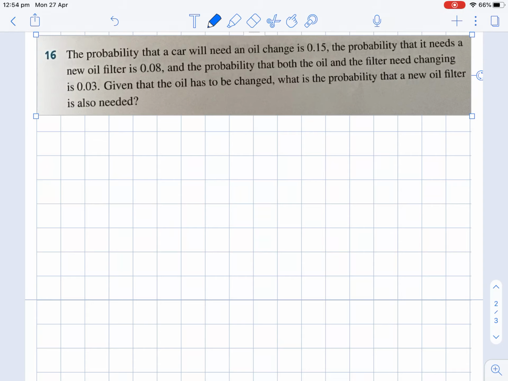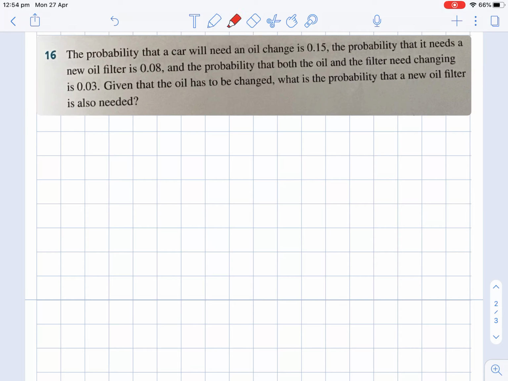All right, the second video that I wanted to run through was question 16 from exercise 9F. The probability that a car will need an oil change is 0.15. The probability that it needs a new oil filter is 0.08. And the probability that both oil and the filter need changing is 0.03. Given that the oil has to be changed, what is the probability that a new oil filter is also needed?